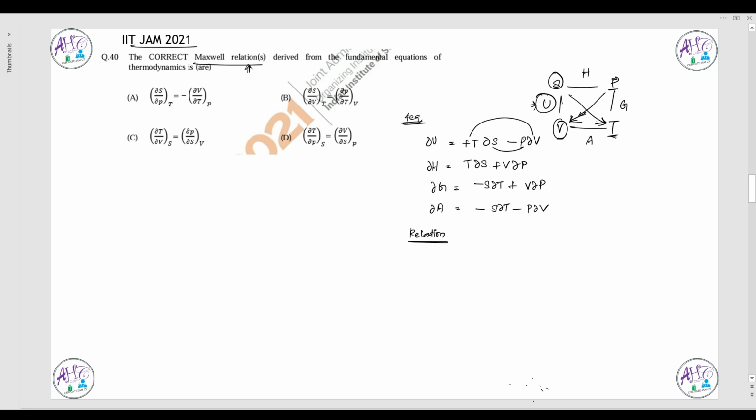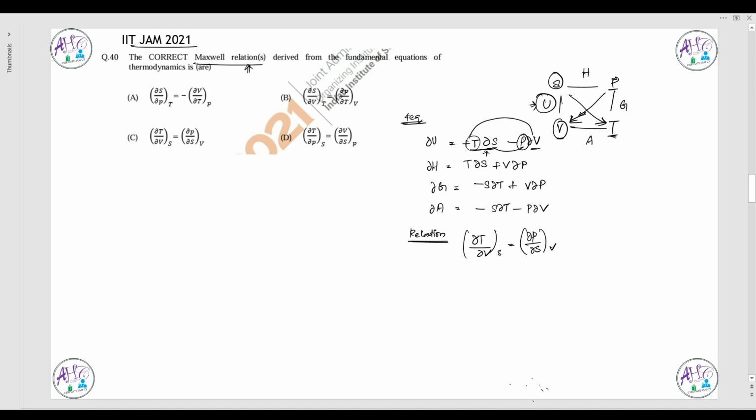Okay, so first, we are differentiating temperature with respect to volume at constant entropy. What are we differentiating? Temperature. So the next term there is entropy, so entropy will be constant. Likewise here, we are going to differentiate pressure with respect to entropy, so dou P by dou S, at constant volume. So this is your first equation.